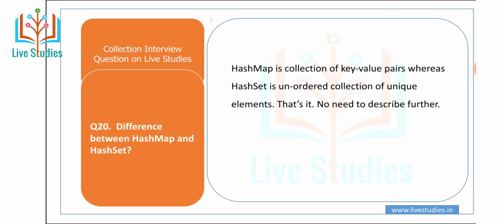Another question: what is the difference between HashMap and HashSet? HashMap is a collection of key value pairs. Otherwise, HashSet is an unordered collection of unique elements. Okay, that is enough, no need to describe further. It's a very simple question. Again, I am repeating: HashMap is a collection of key value pairs, but HashSet is an unordered collection of unique elements.